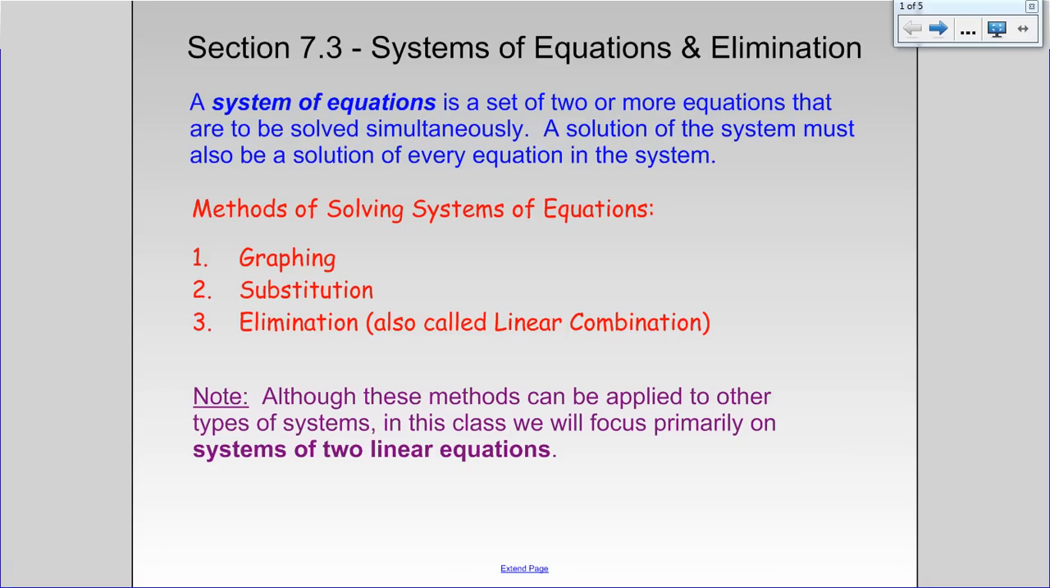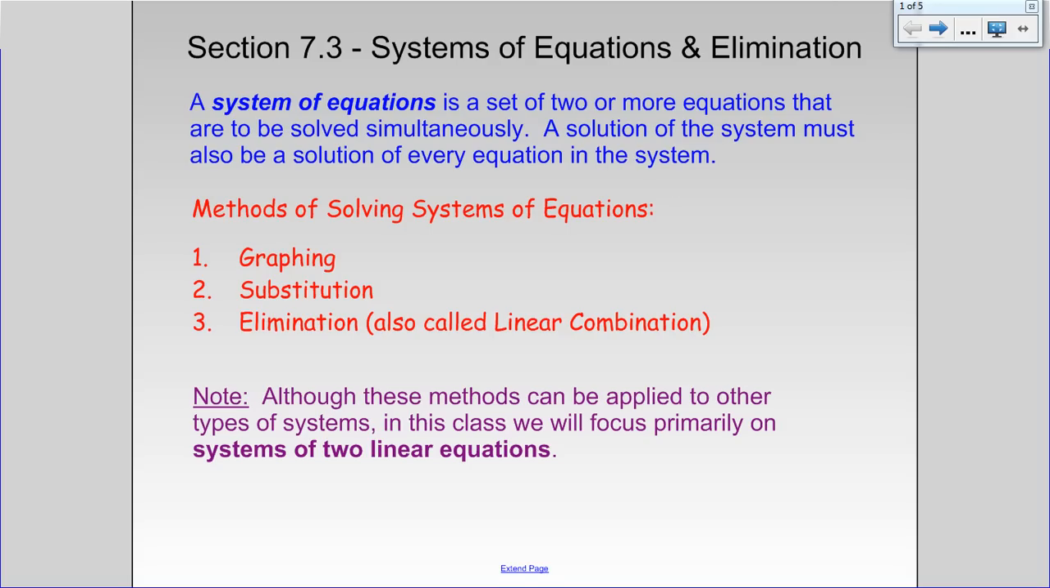Section 7.3 of your textbook covers the elimination method for solving systems of equations. Remember that a system of equations is a set of two or more equations that are to be solved simultaneously. A solution of the system must also be a solution of every individual equation in the system. Previously, we've studied the graphing method and the substitution method for solving systems.